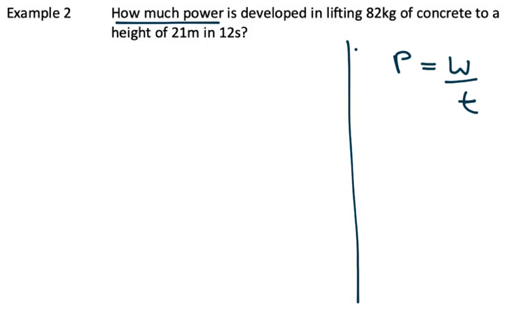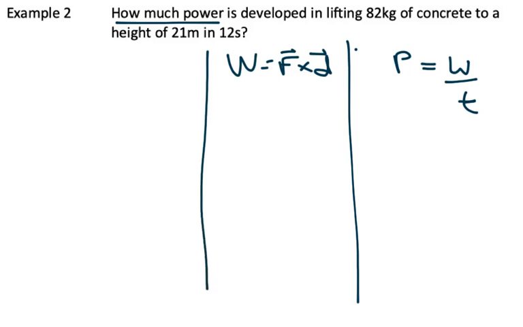But since we're not given work, we will need to figure that out. The only equation we have for work is that work equals force times displacement. And while we do have the displacement of 21 meters, we don't have the force, so this might even be one more step beyond that. All we have for information besides that is the mass of 82 kg, and a key word here is lifting.